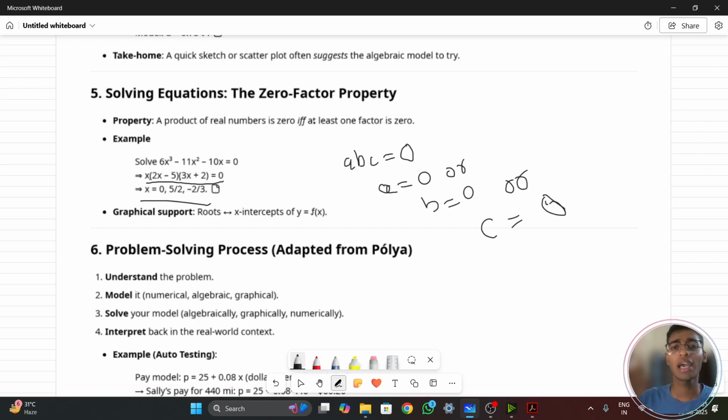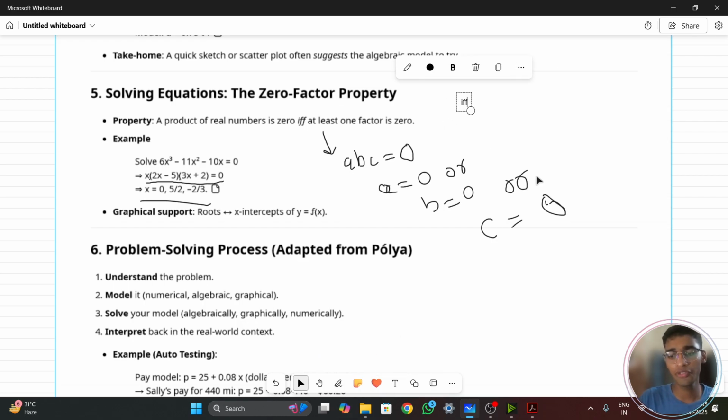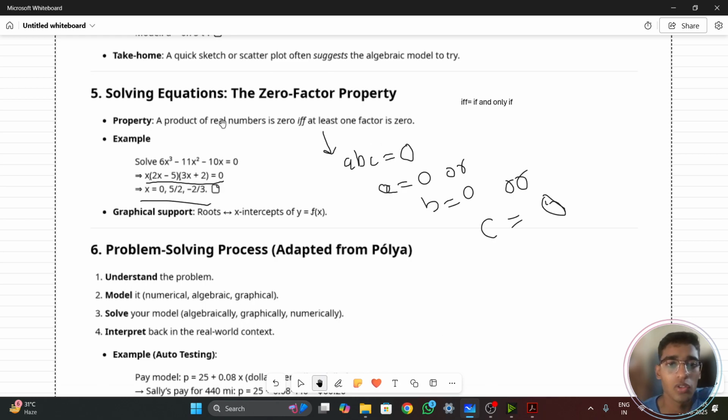This is actually the zero factor property, where the product of real numbers is 0 if and only if at least one of the factors is 0. I have just elaborated it here. Let me write it clearly so you are not confused: iff stands for if and only if. So the product of real numbers is 0 if and only if at least one of the factors is 0.